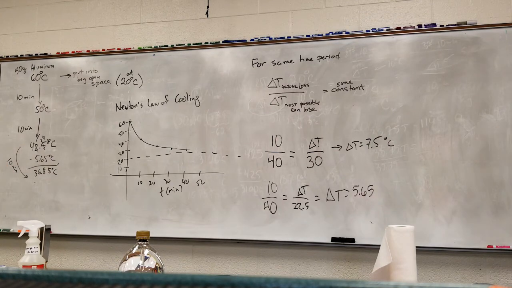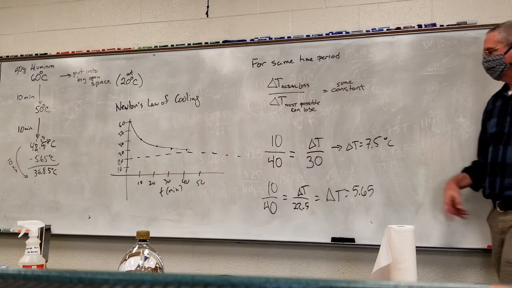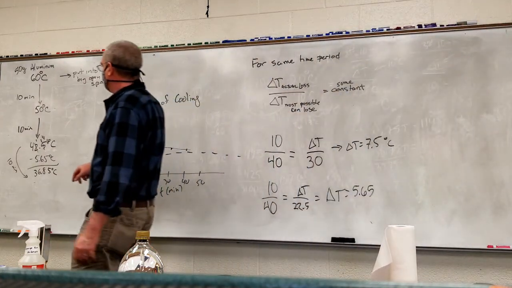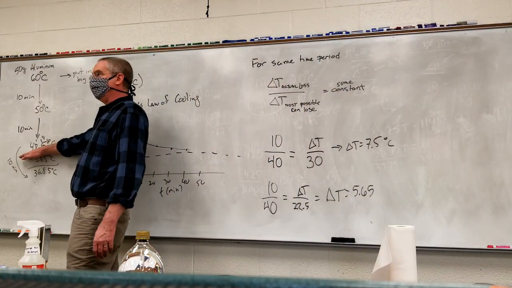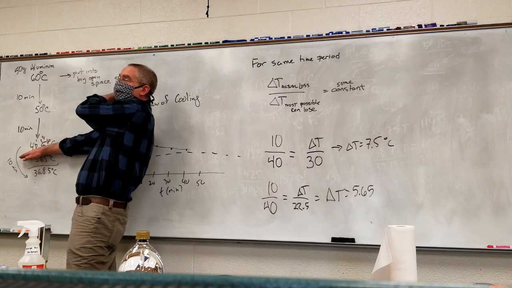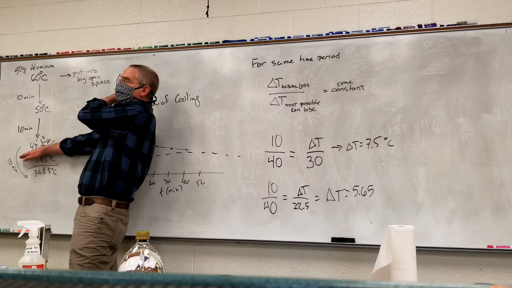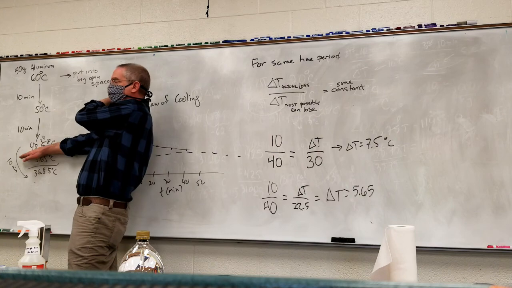Why did you put 22.5 on there? You just dropped it to 30. So, because we're at 42 and a half at this point, and the most, again, we're working on the assumption the temperature of the room is not changing. Okay. So the most it could lose is 22.5.